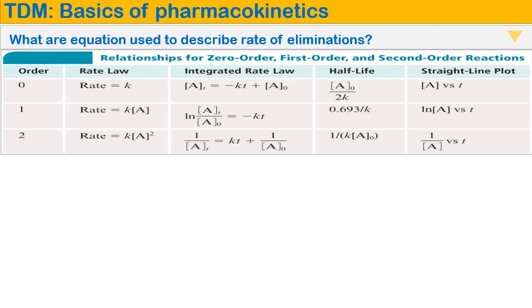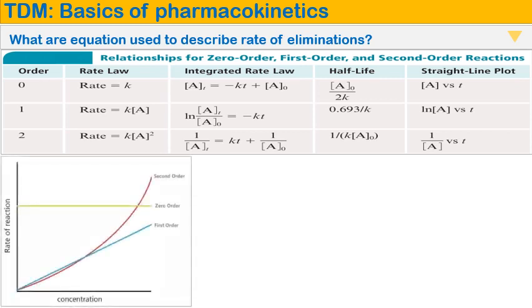And the half-life in the second order is 1 over k multiplied by the amount at time zero. For zero order, the concentration versus time is always a straight line. If we plot the amount versus time, we get a straight line. If we plot first order, we get a concave curve, so we must take the ln to convert it to linear. For second order, we plot the reciprocal versus time and get a straight line.